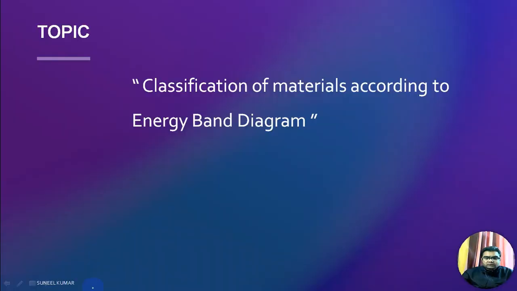Hello all, welcome to the series of basic electronics engineering. In the previous lecture we talked about the energy band diagram concept, and today we will utilize this concept of energy band to understand different materials. Basically we are going to classify these materials according to the energy band diagram. In solid state physics, the energy band diagram helps us understand how electrons behave inside a solid. So let us start one by one.